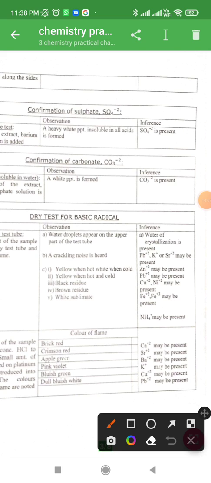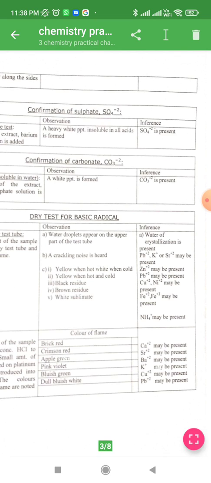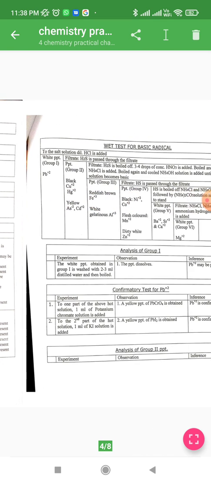So, in the observation column, what you have to write? Brick red color, calcium may be present. And for the rest, you have to write: no crimson red color, strontium may be absent. No apple green, barium may be absent. No pink violet, potassium may be absent. No greenish bluish green, copper may be absent. No dull bluish white, lead may be absent. So that's all about the flame test.